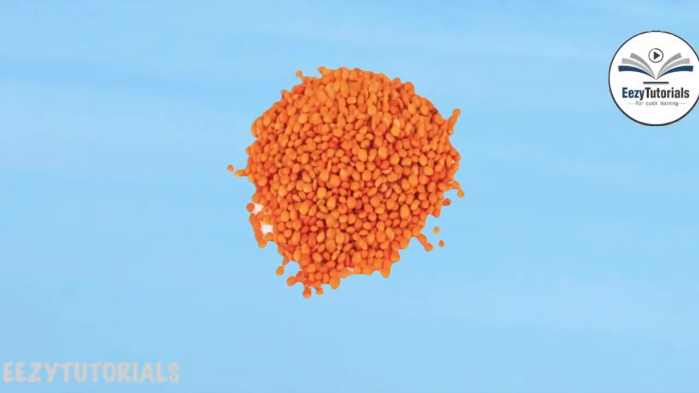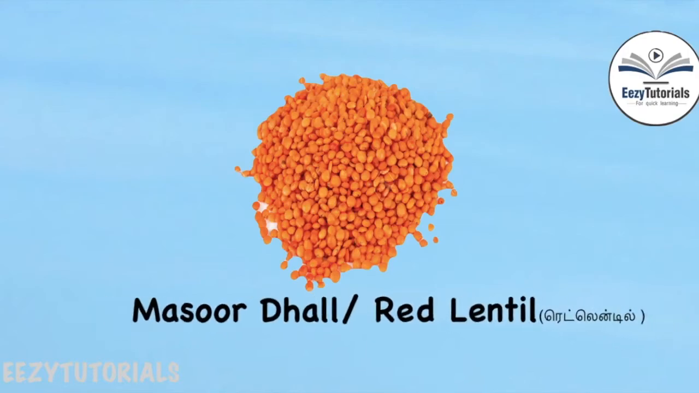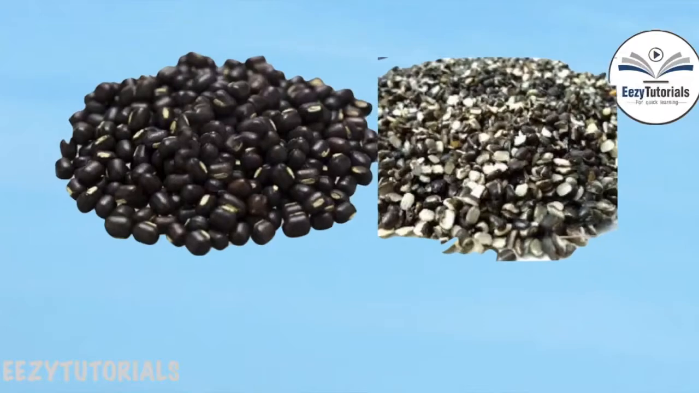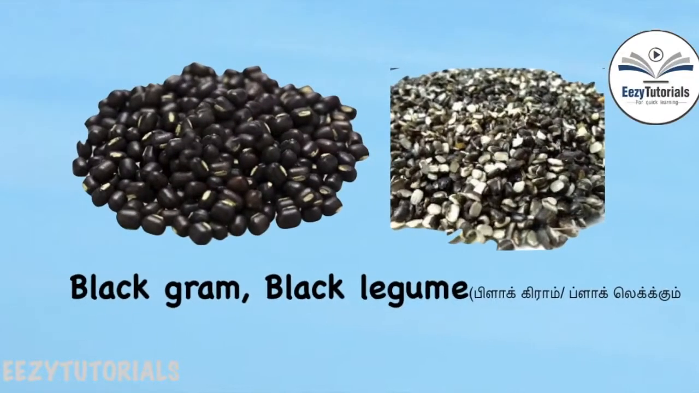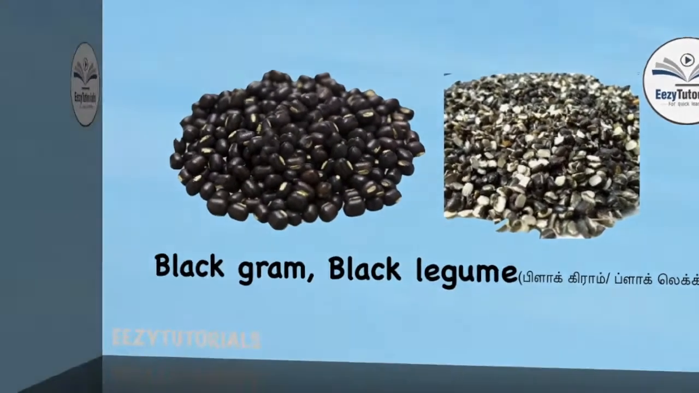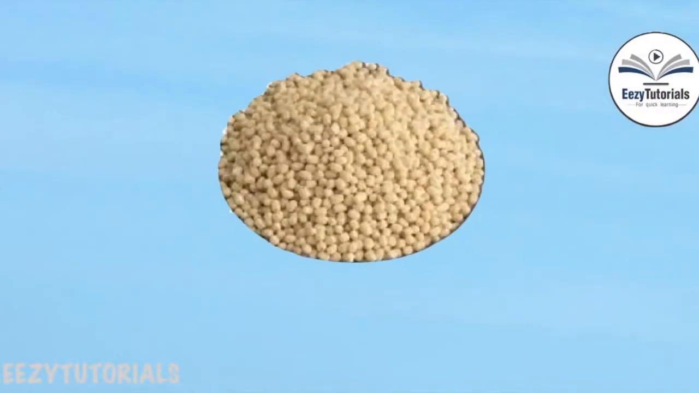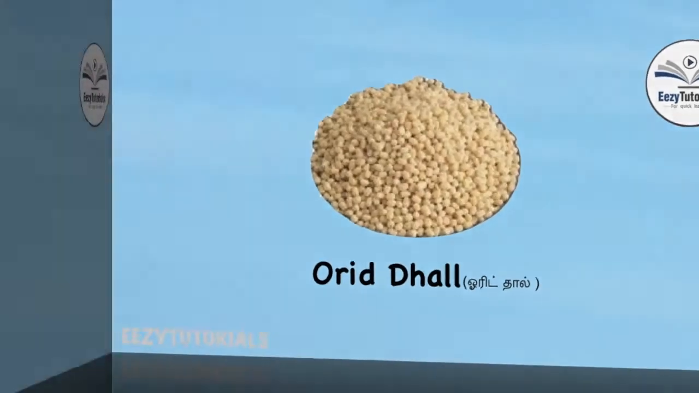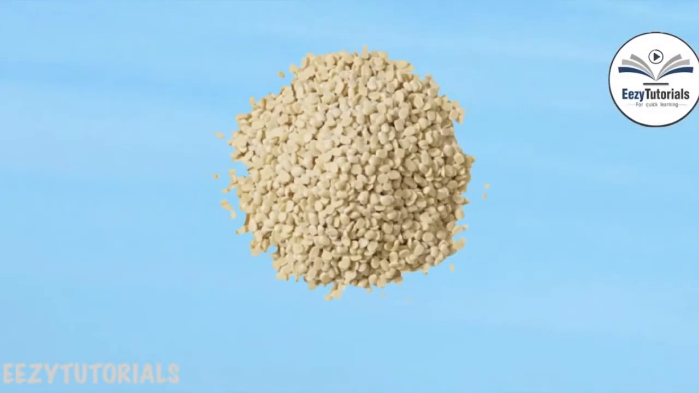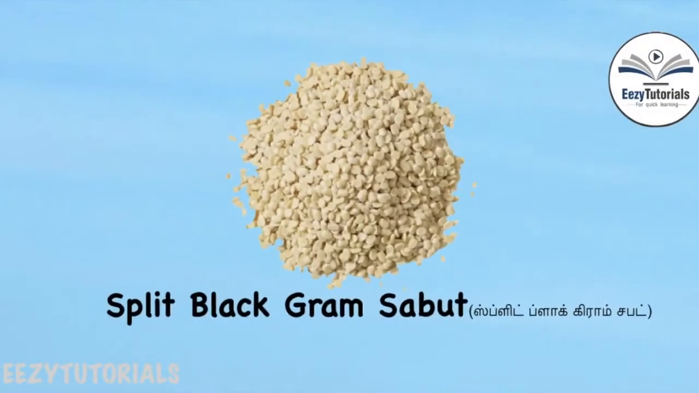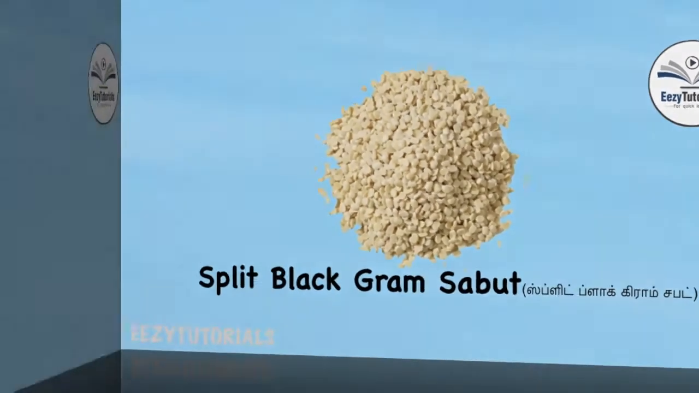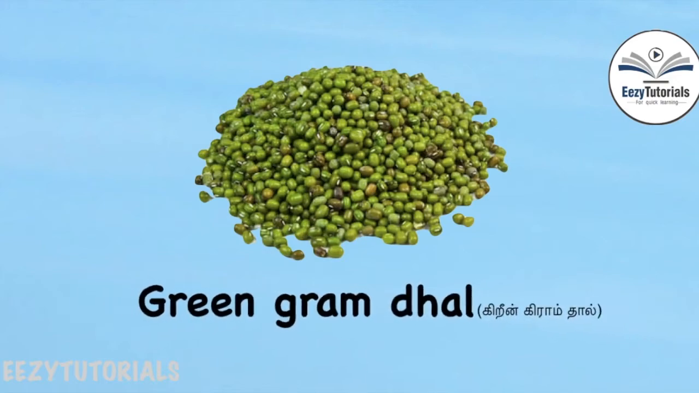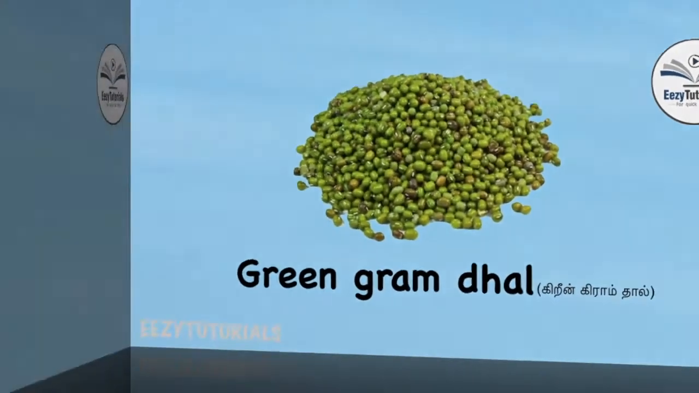Orange is yellow grain. Masoor dal or red lentil. This is Black gram or black legume. This full white color round dal. Urid dal. When it is split, Split black gram sabood. This green color grains are Green gram dal.